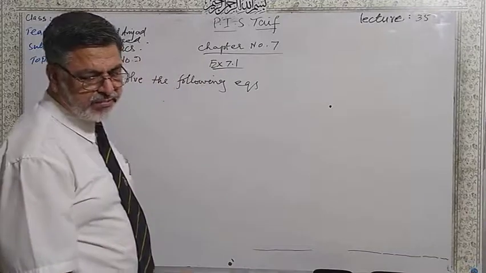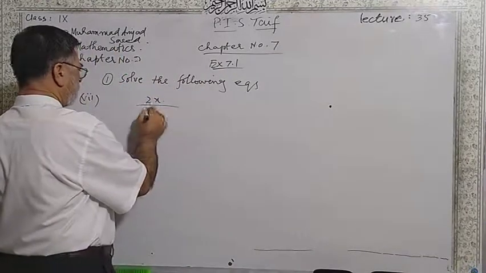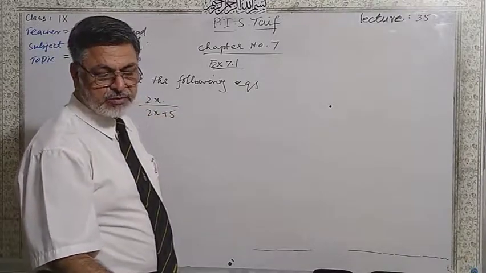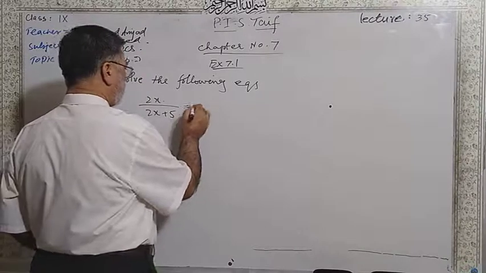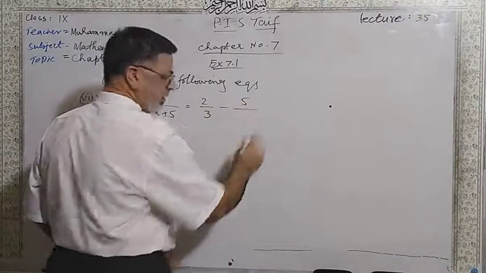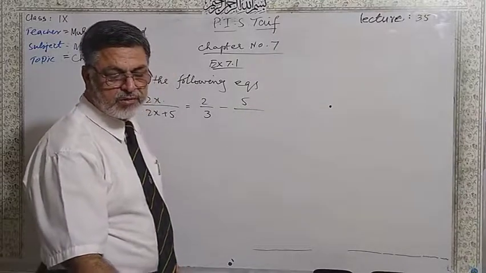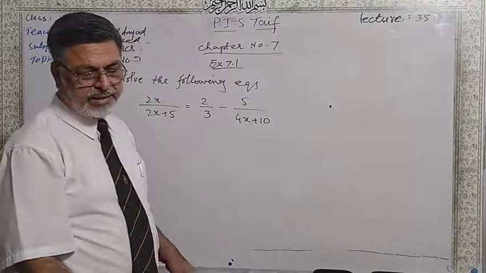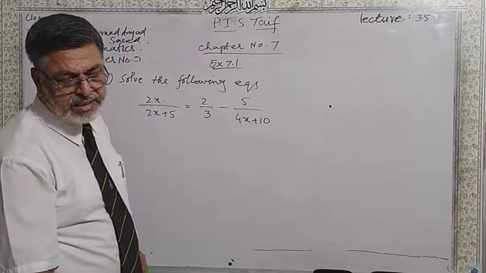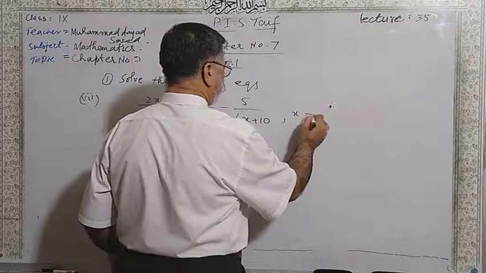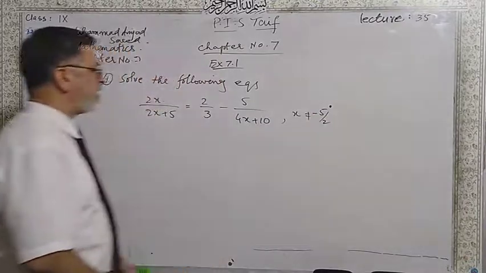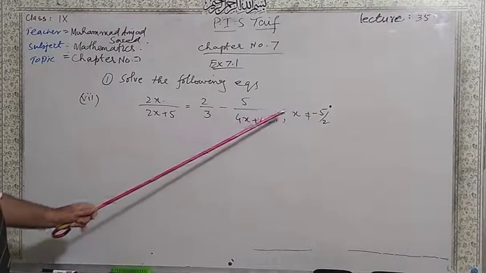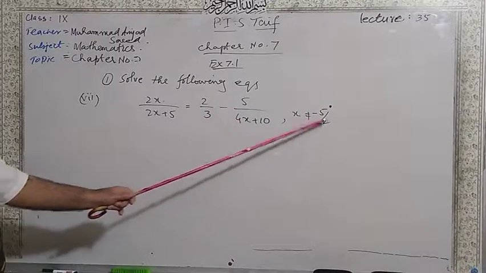Part number 7 is 2x over 2x plus 5 is equal to 2 by 3 minus 5 over 4x plus 10. And x not equal to minus 5 by 2. It means that if you got the answer as x equal to minus 5 by 2, then definitely something will become, here you put minus 5 by 2.